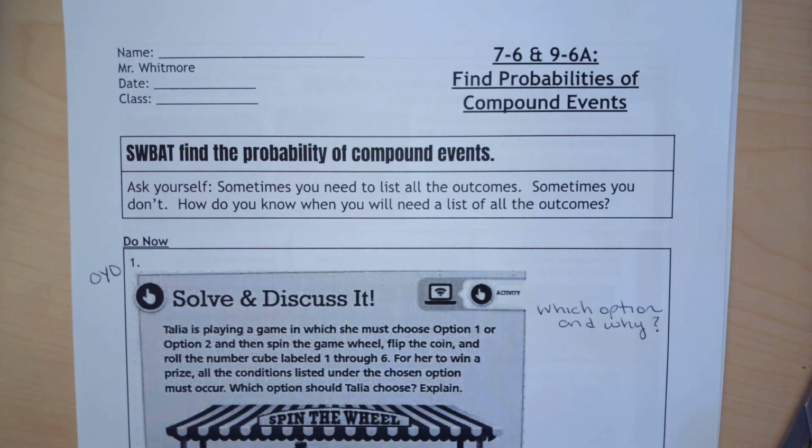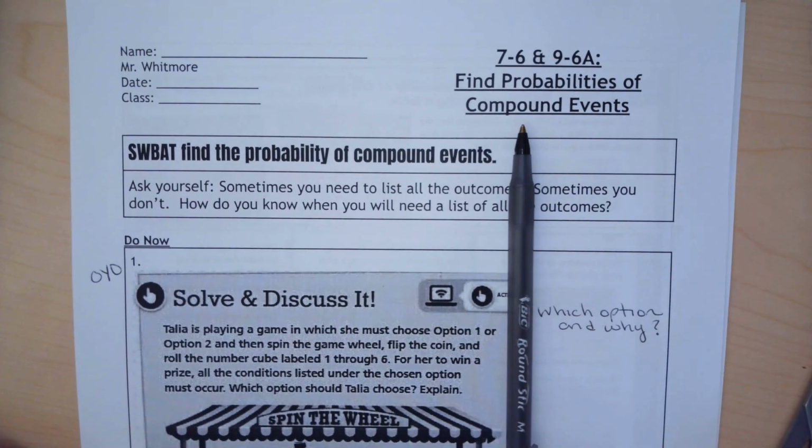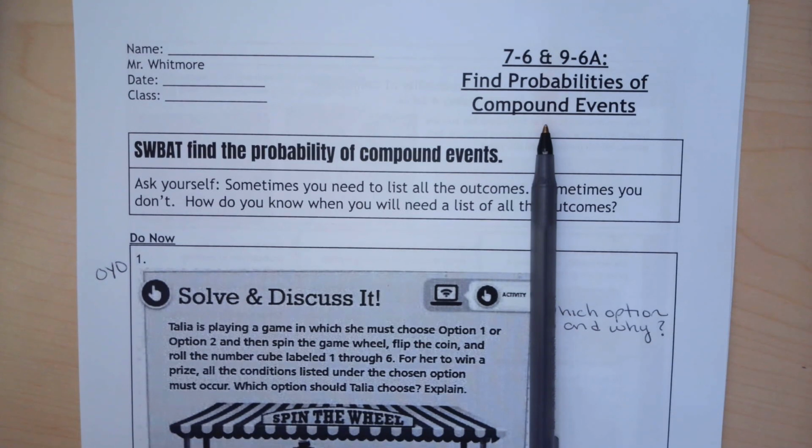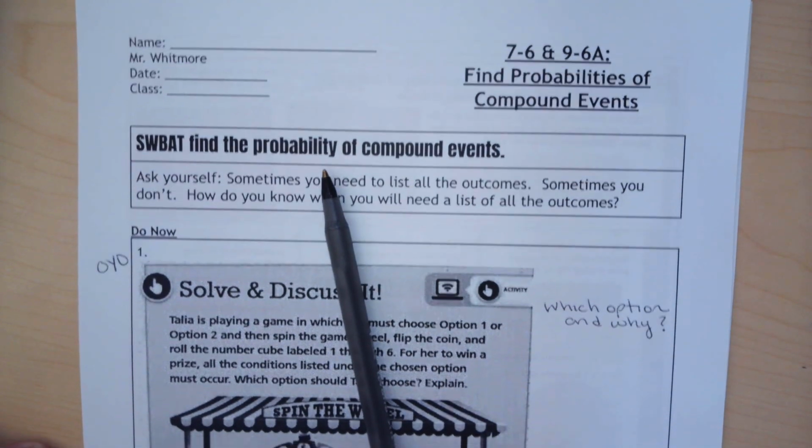Welcome back, everybody. Today we're going to be learning about compound events and how to find the probabilities of those compound events. In our last lesson, we learned that compound events are events where more than one action is happening. So we're flipping a coin and spinning a spinner, for example, or we're rolling a dice and picking a card out of a deck. That's what a compound event is. So today our objective is to be able to find the probability of compound events.